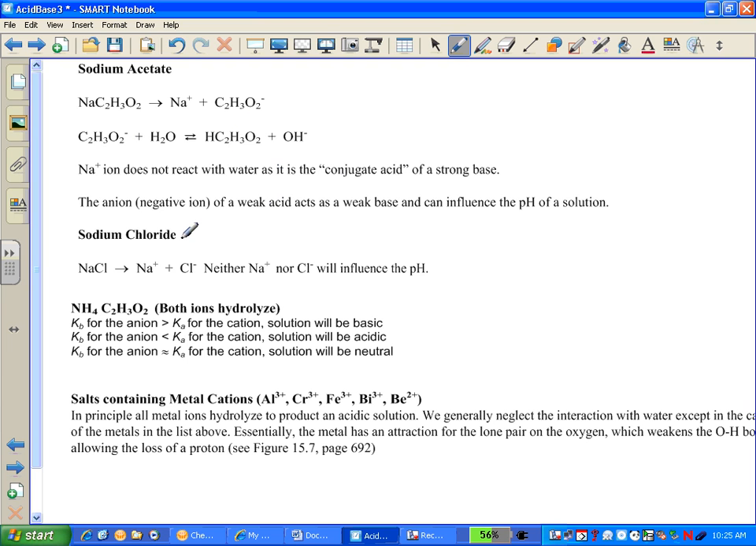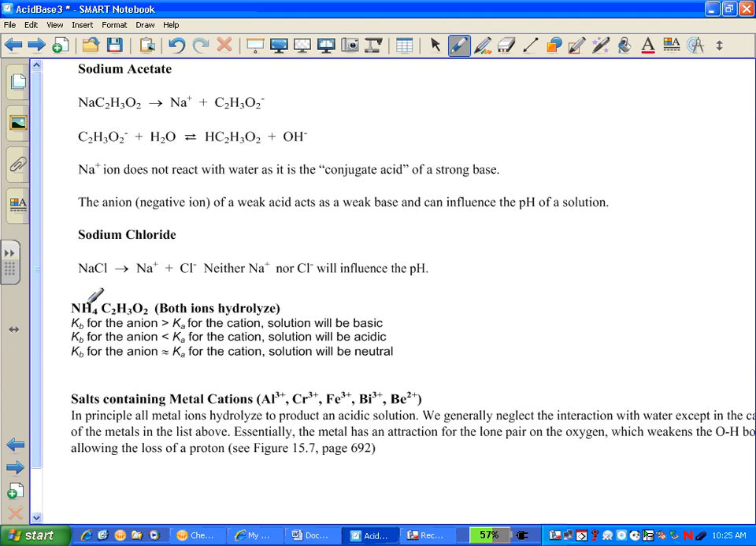And if we look at an example of something like sodium chloride, which is where your experience lies, we've got Na+ and Cl-. Neither of these affect the pH, and that's why we can say that this will be a neutral solution.